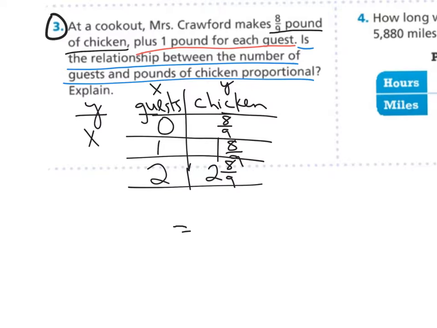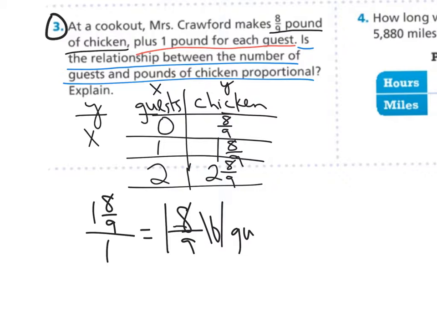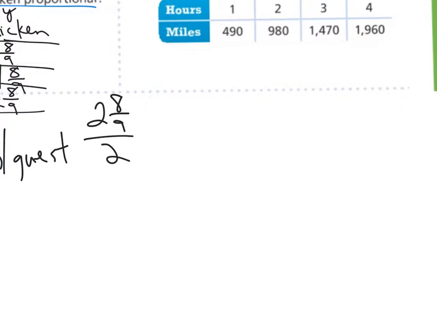Another way we could do this is to do our y divided by x. So 1 8/9 divided by 1, which would be 1 8/9. Okay, 1 8/9 pounds per guest if we had one guest. If we have 2 guests, we could do 2 8/9 divided by 2. That one we would have a little bit more working out to do. We would have to think about 2 8/9 divided by 2.